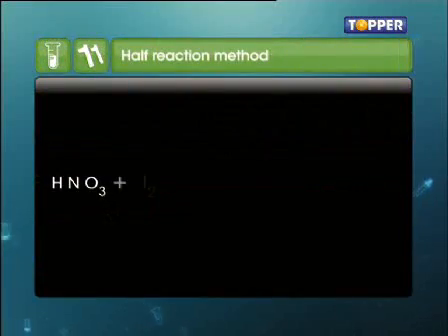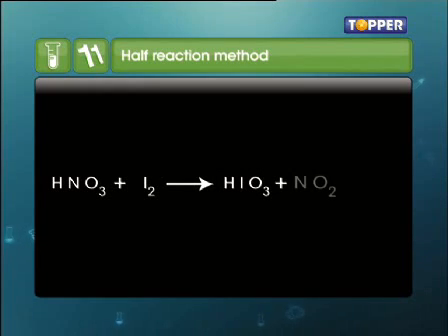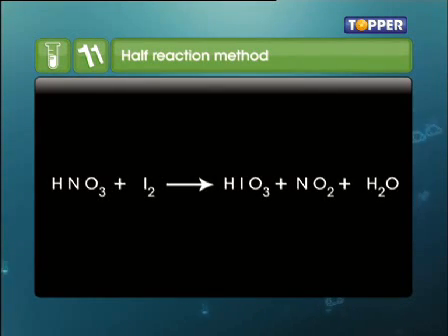Moving on, let's take a look at another method of balancing redox reactions. This method is based on splitting the redox reaction into two half reactions, oxidation half and reduction half. For example, let us take the redox reaction between iodine and nitric acid.